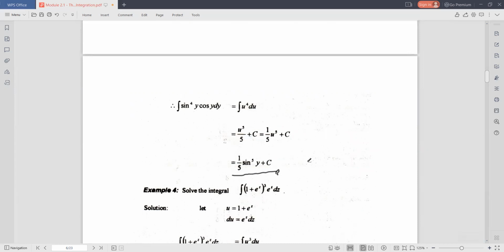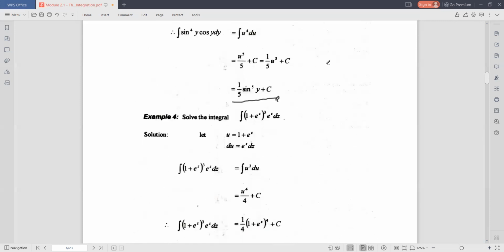So medyo madali lang, diba? You just substitute, then derive your substitution, then apply the integral, and then return the original na gin-substitute mo. Ibalik mo siya para ma-maintain mo ang original format sa mga given problem.